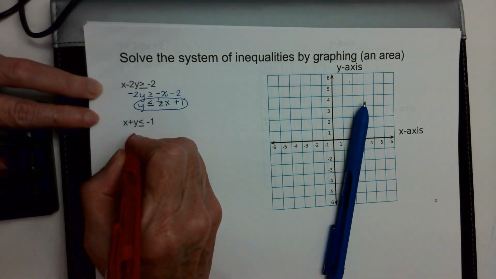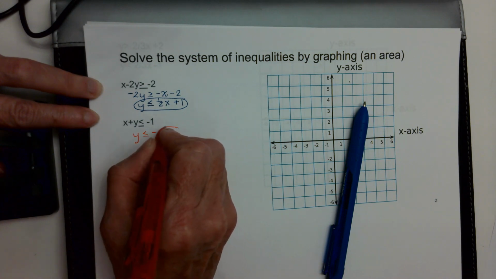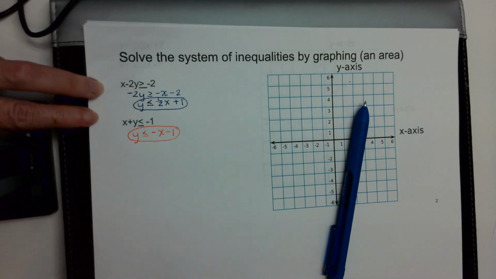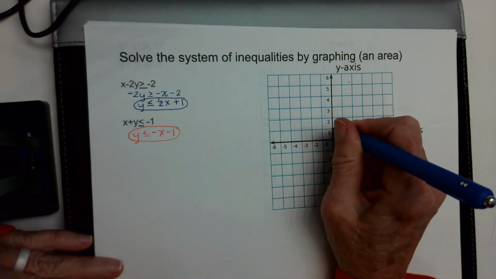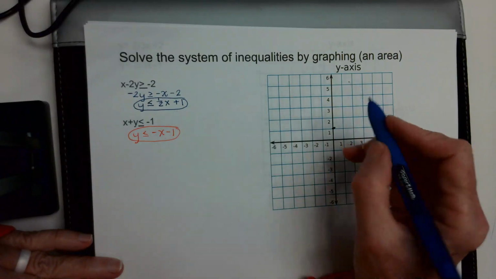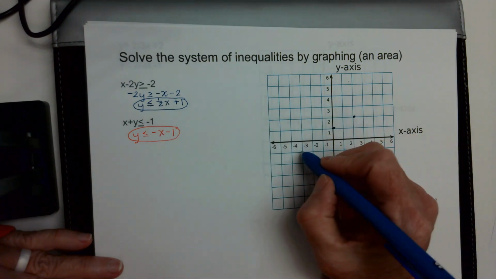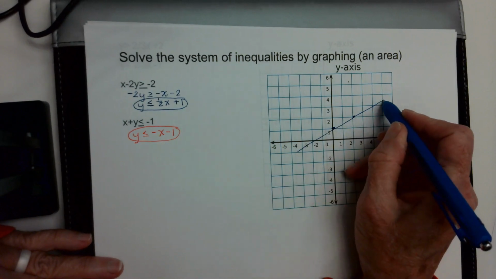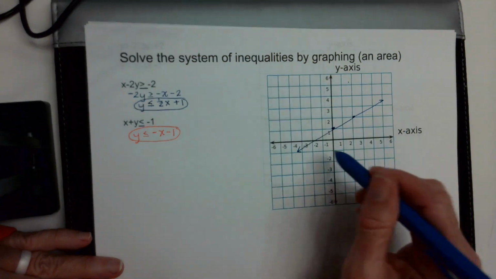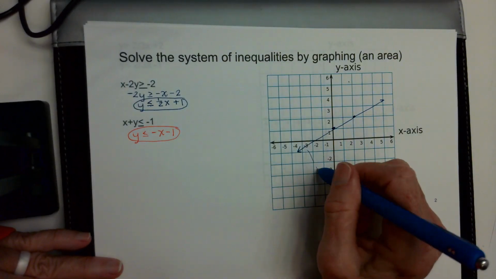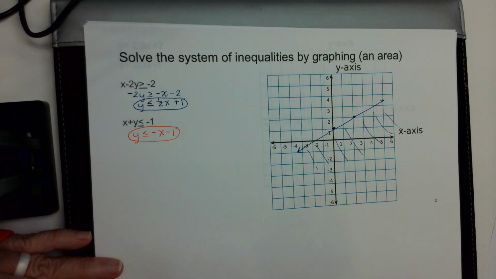I'm going to take the x over, so I have y is less than or equal to negative x minus 1. One of these I'm going to do in blue, and one in red, so I'll keep it color coordinated. I have a y-intercept of 1. I go up 1 and over to the right 2. Notice how there's a line underneath it, so this is going to be a solid line. And I'm going to shade underneath this line. I want to do it real light so that I can still see to graph my other equation.